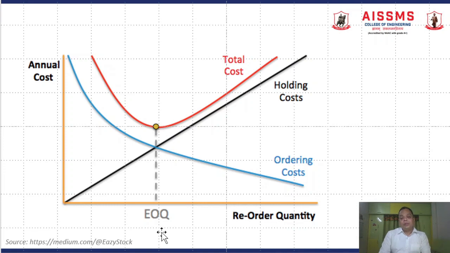So this graphical representation helps us understand what the economic order quantity should be. But before we talk about EOQ, first of all, we will try to understand the definition and assumptions of EOQ and how we use it in a mathematical model.